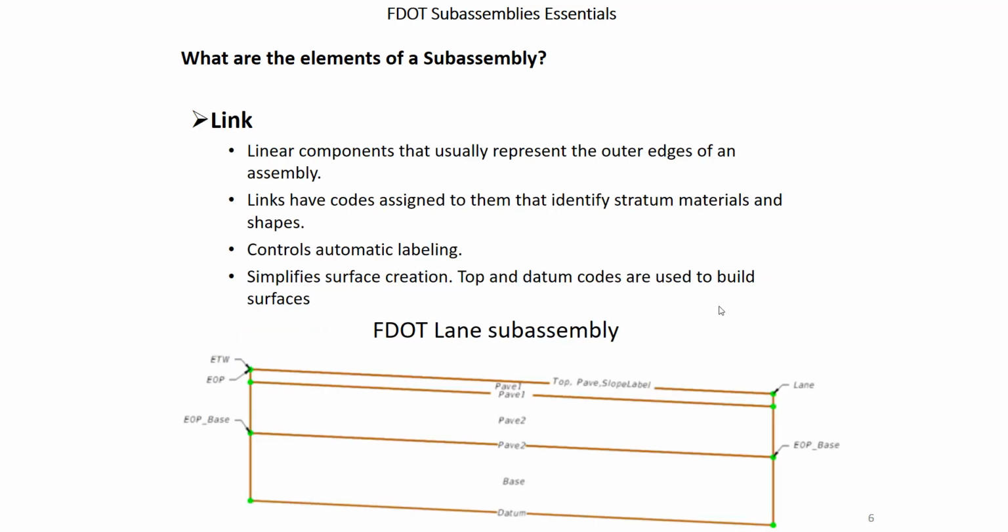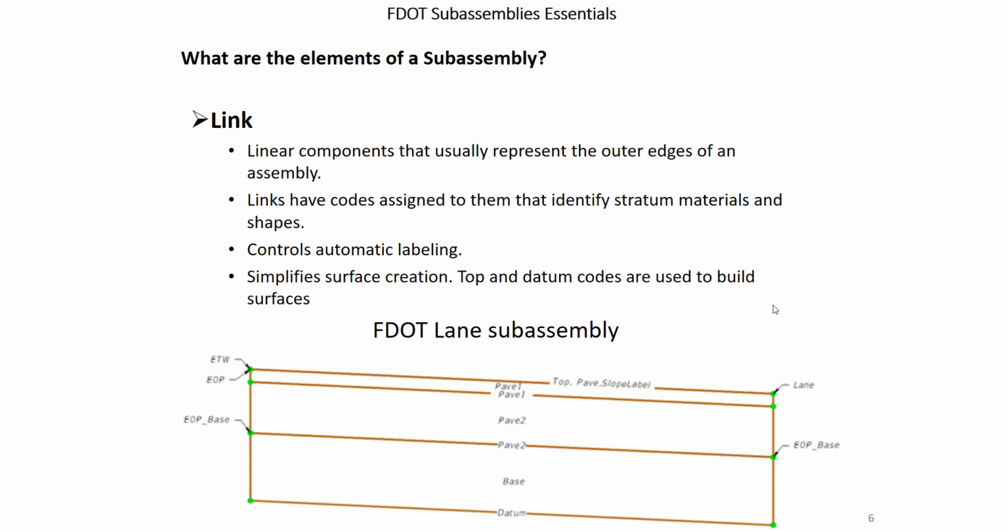So in this slide, real quick, we're showing how we have an FDOT lane subassembly. And we have our points here on the end. So you can see some of the points are called lanes, or edge of pavement base, or edge of travelway. And then between the points, we have codes for top, pave, and slope label. And then we have a pave 1 shape, a pave 2 shape, a base, and then we have a datum applied on the bottom. And these link codes that we can use do things like control automatic labeling.